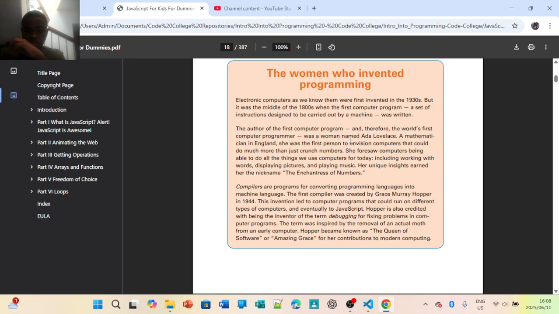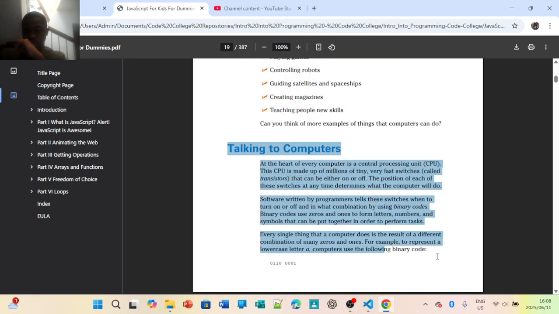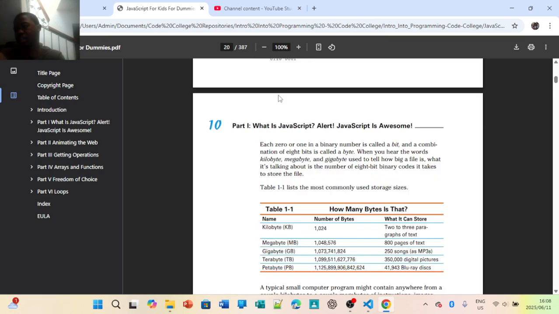At the heart of every computer is the central processing unit. This is pretty much like high school stuff, the stuff that we learn in school. So the central processing unit is the stuff that processes all the data that you put in and outputs information, right? How many bytes is that? Yada yada yada. Choosing a language.